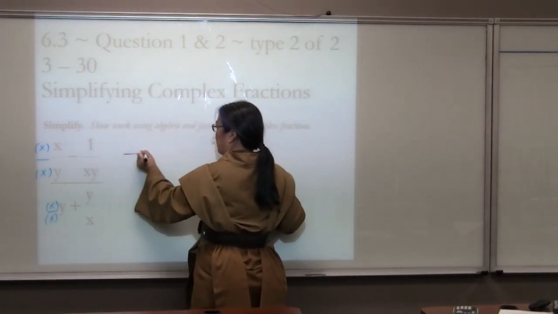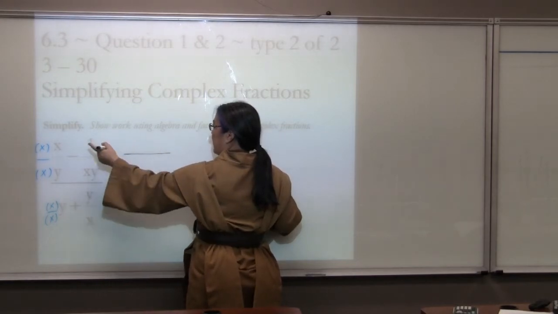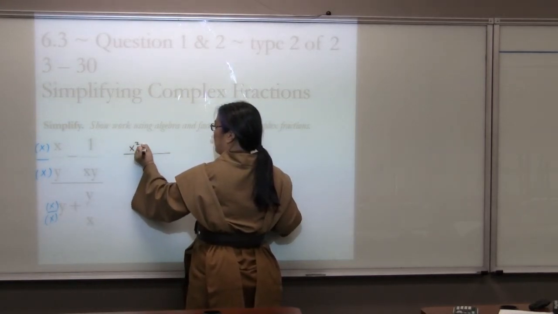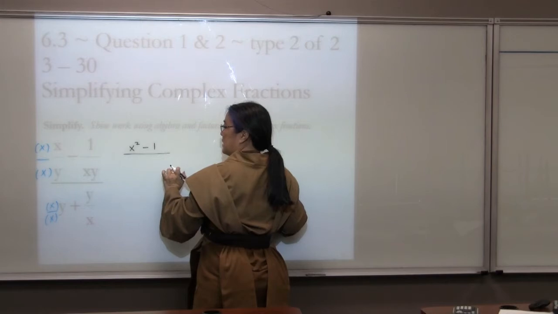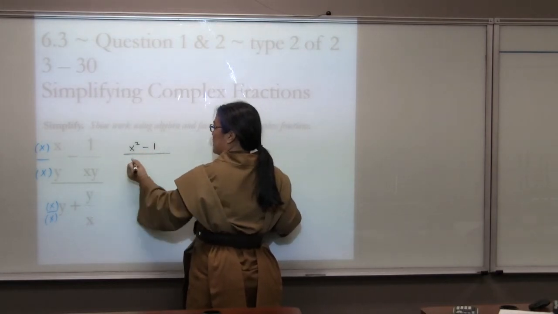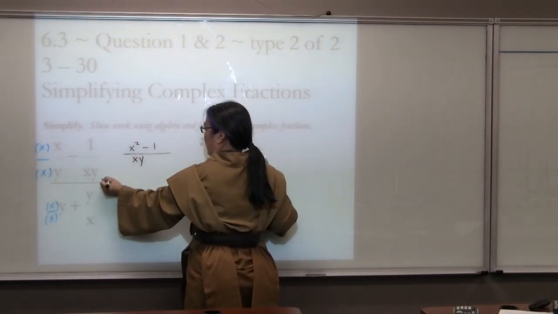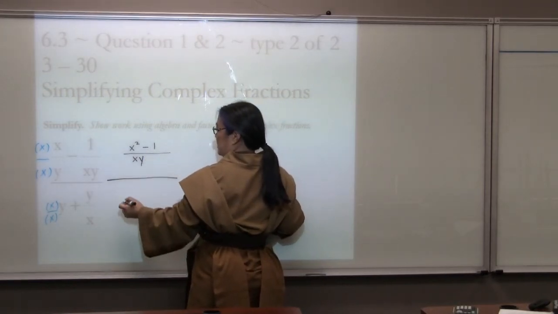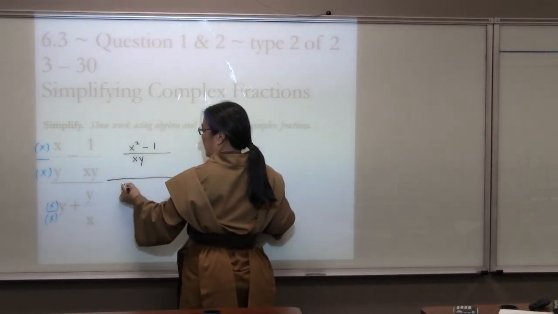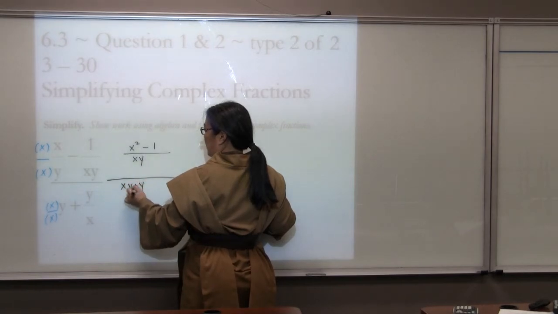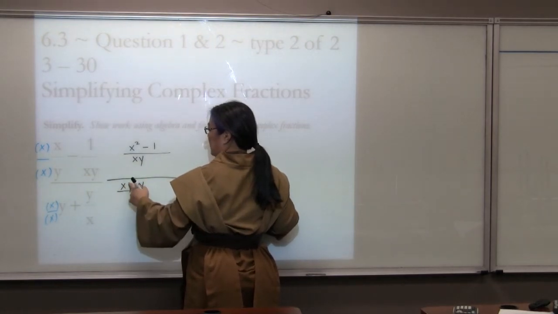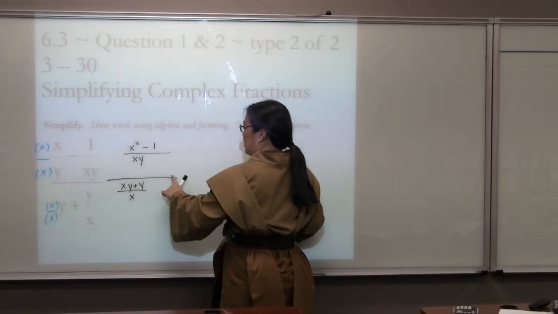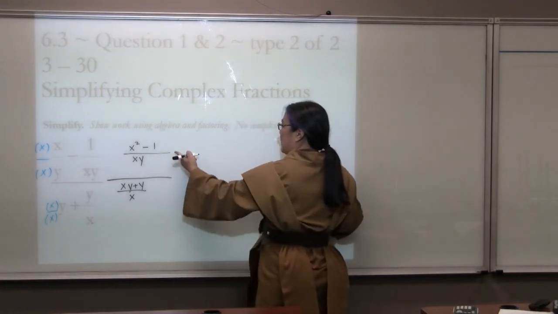So from here, we want to make a single fraction. X times x gives us x squared minus 1. You might see that that is a difference of squares. Our big vinculum for the middle, notice that this is significantly longer than those. And here we have xy plus y over x. And you might see that there's a common factor there.